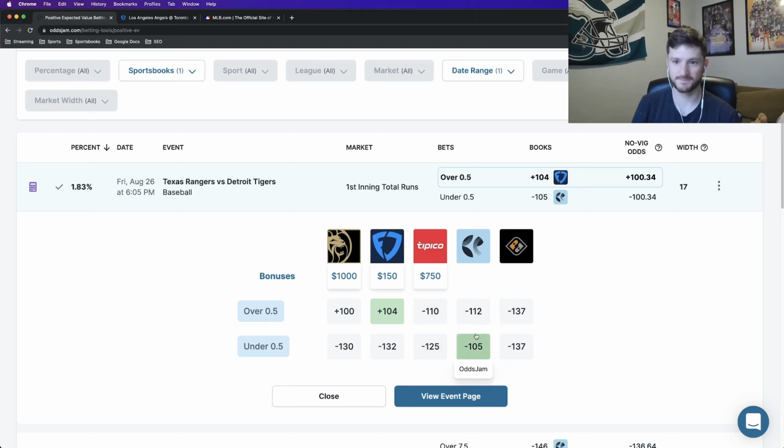So the OddsJam line is still the sharpest book in the world in terms of the odds that they price stuff at. But now, for these EV percentages, we're taking a weighted average of the OddsJam line and a bunch of other sharp books as well. So we're comparing the holistic betting market, taking multiple sharp books, and then providing positive EV betting opportunities to those books. So this one, all in all, equates to 1.83.